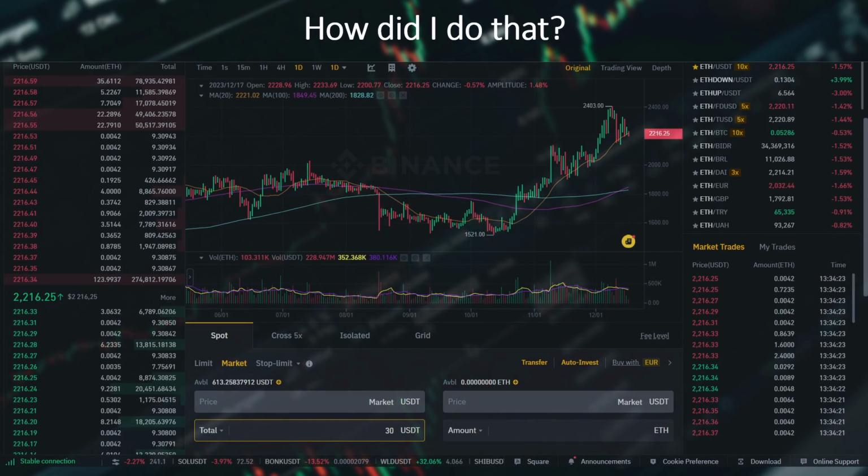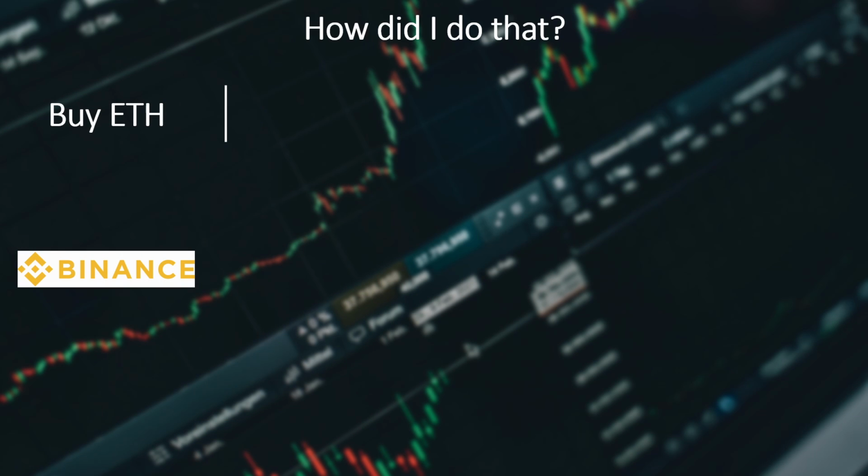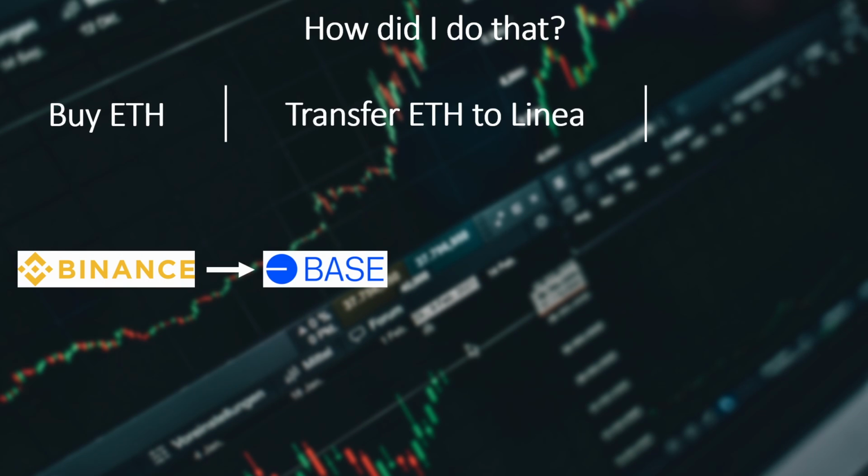First, I bought 30 USD worth of Ethereum on Binance. Then, using Binance, I transferred the Ethereum to my Base wallet. Here I have to mention, when you do a transaction to a new wallet for the very first time, always test it with a small transfer to see if you are doing everything right.